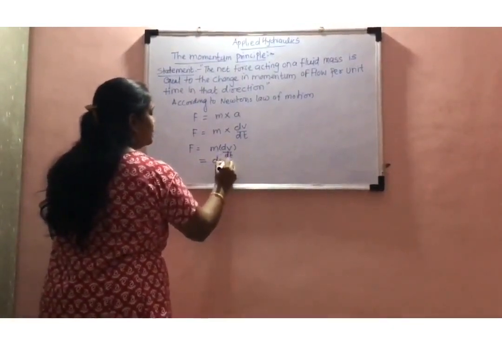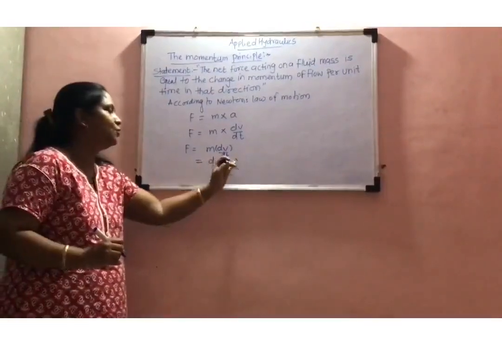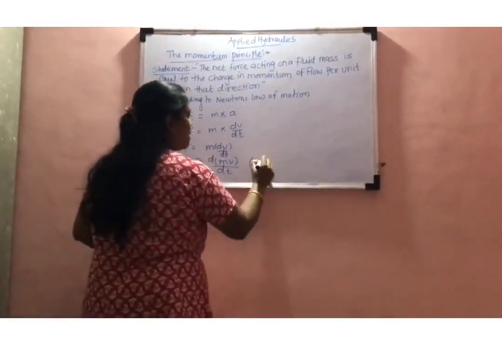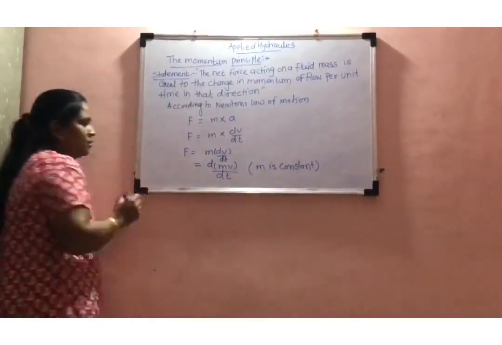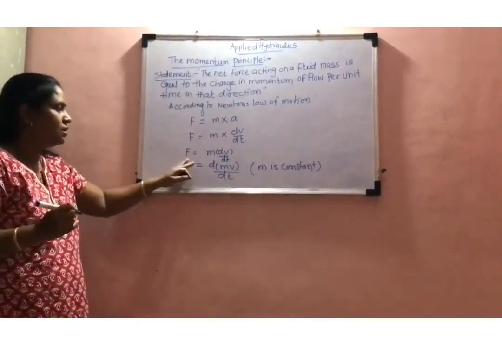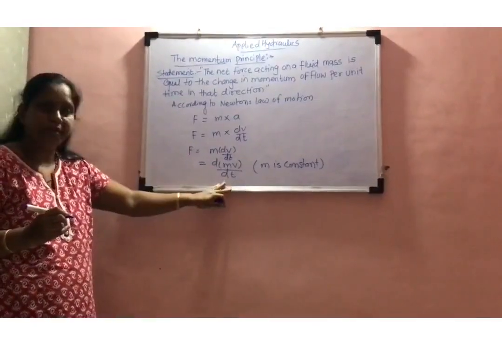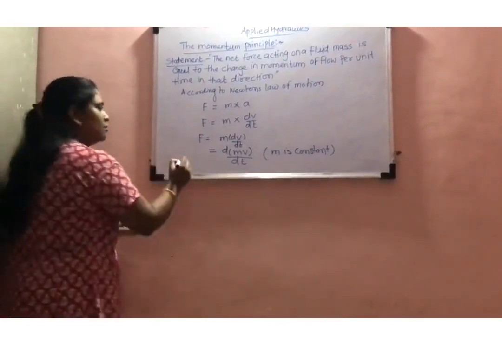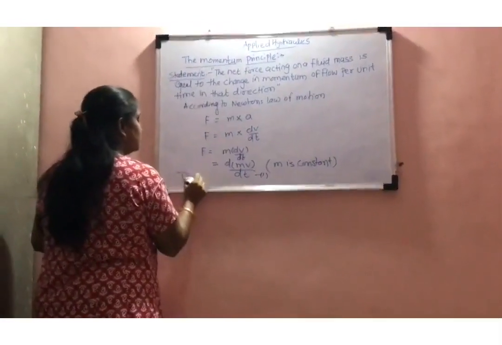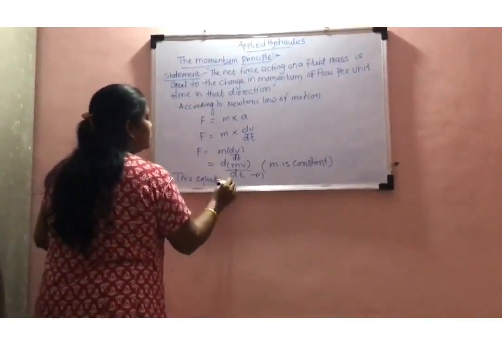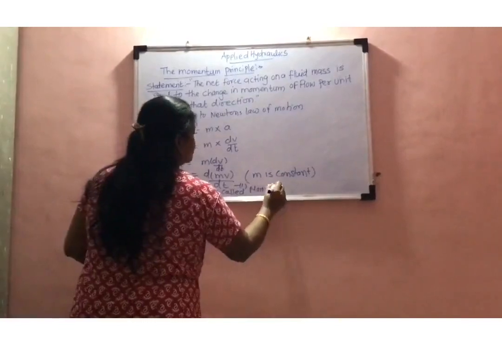This can be written in this way, d(m v) by dt, where m is constant. What does it indicate? The force is equal to change of momentum with respect to time. Suppose this is equation number 1. This equation is called momentum equation.